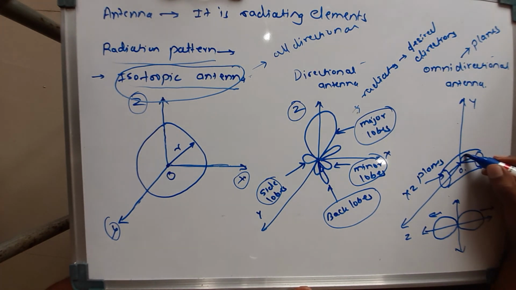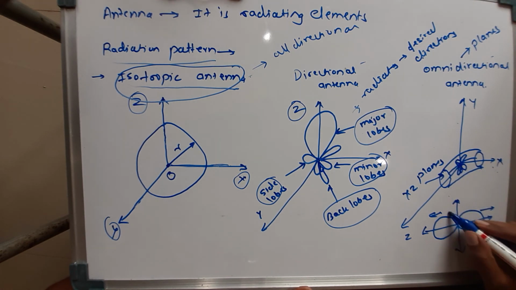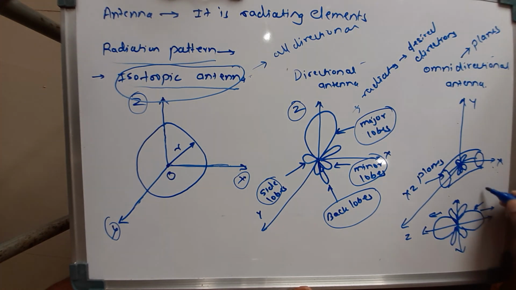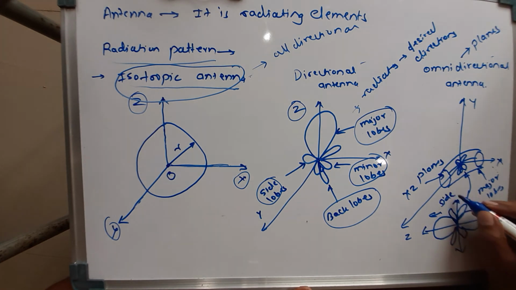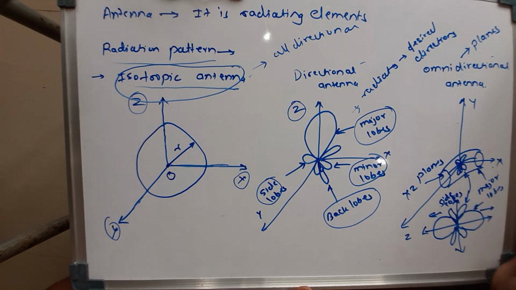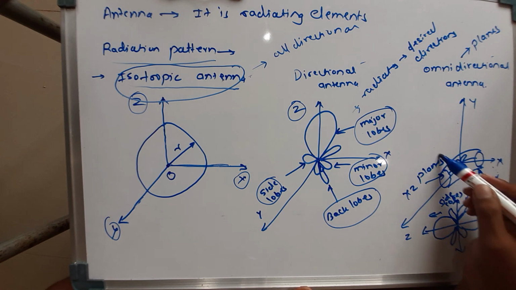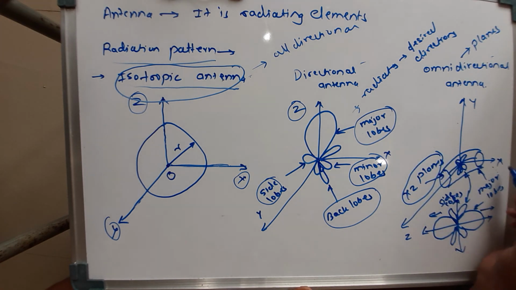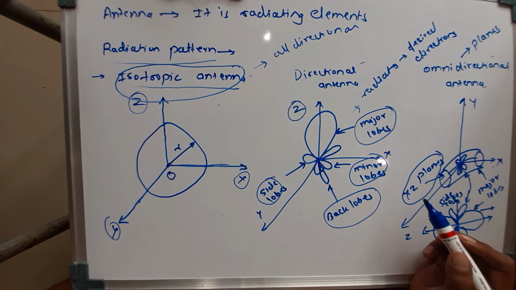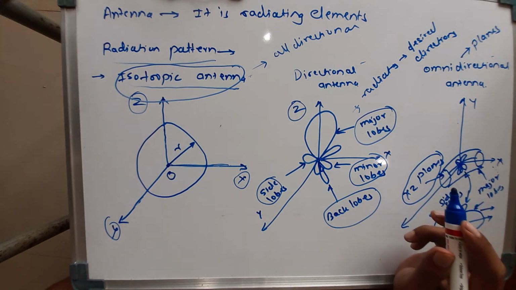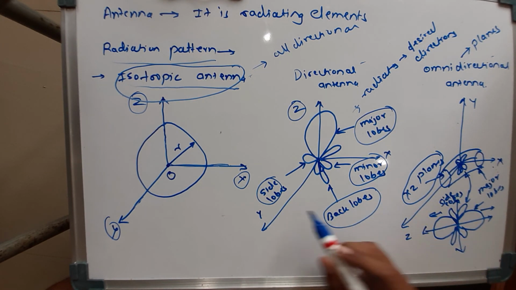So here also some side lobes are created like this one. So these are the side lobes. This is a major lobe and these are the side lobes. So this will work on the single plane that is xz. So major lobes, minor lobes, back lobes, side lobes.